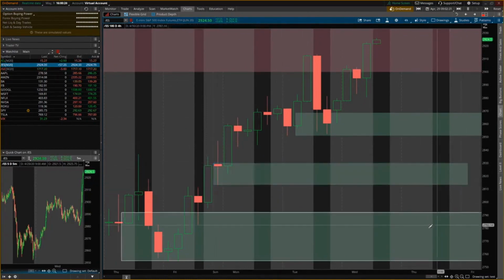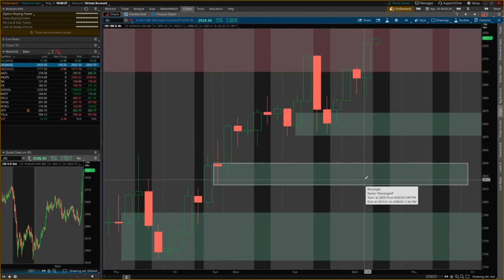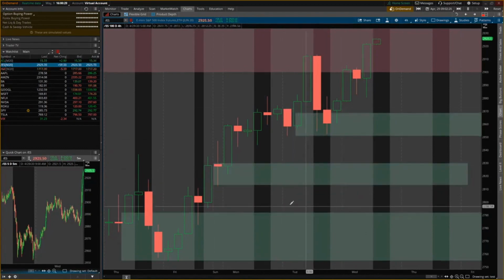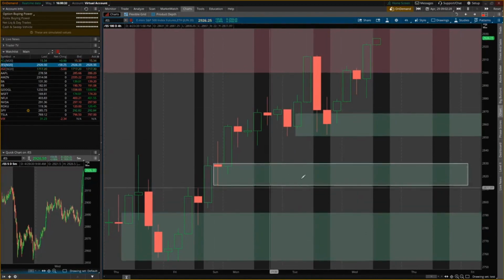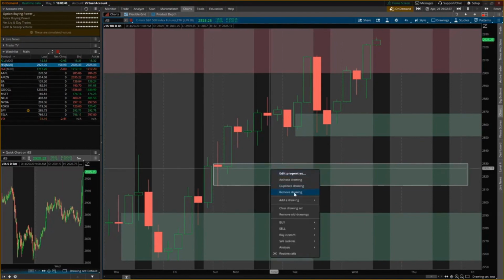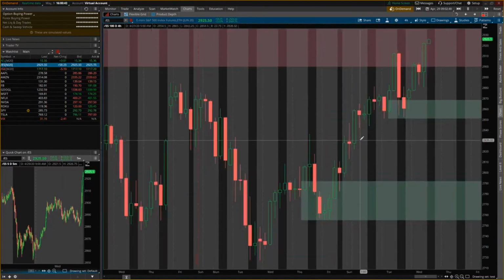I'm not going to draw a box here, and the only reason why is because I don't want tons of boxes on my screen. I don't want tons of price levels. It just causes too much noise, and I get overwhelmed when I see a lot of lines and boxes on my charts. So I'm just going to remove this. I'm going to be aware.